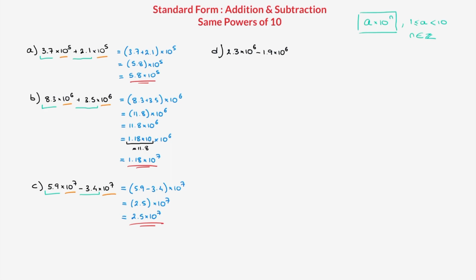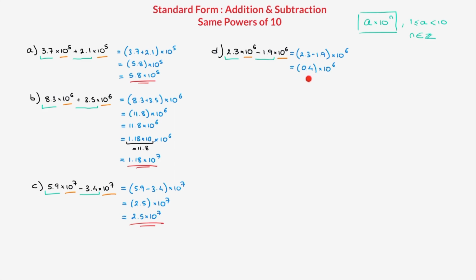Well, again, we can see that in both of these numbers, we're dealing with the same power of 10. Consequently, we can write it in factored form to calculate it and state that it's equal to, in parentheses, 2.3 minus 1.9. And so I'll just quickly write that. That's 2.3 minus 1.9, close parentheses, times 10 raised to the power of 6. Now, 2.3 minus 1.9 is equal to 0.4. So this turns into, in parentheses, 0.4 times 10 raised to the power of 6.